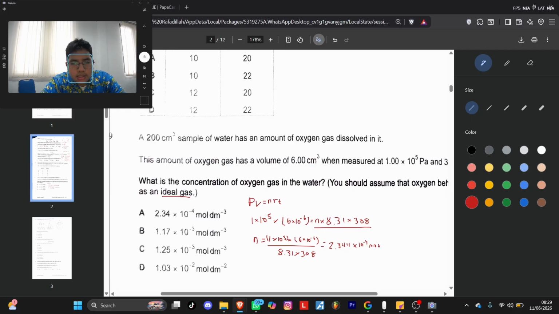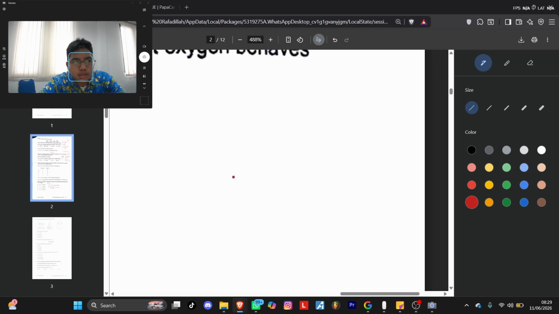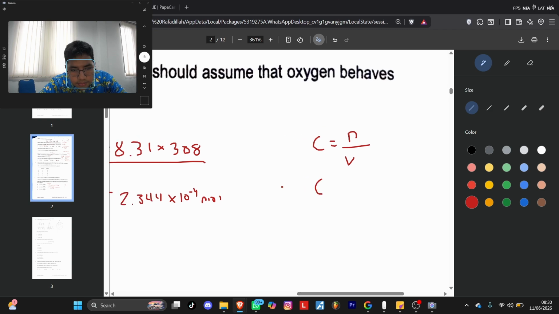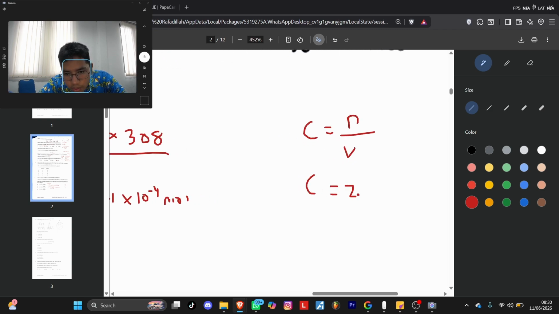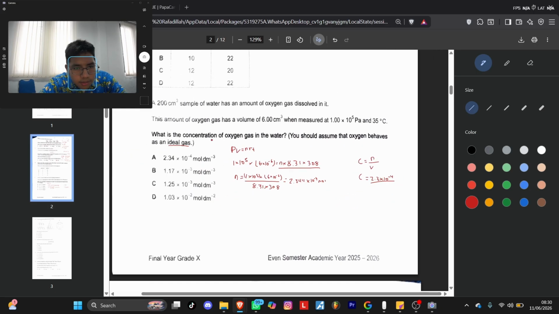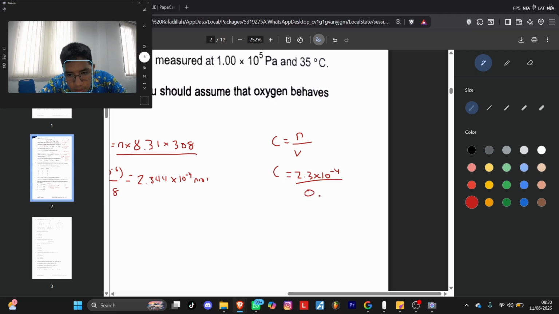Now we are trying to find the concentration of oxygen gas in the water. So we know the concentration equals mole per volume of water. Okay, the mole is 2.3 times 10 to the power of minus 4 per the volume. This is in cm3, right? We want to convert this to dm3. So if we convert this to dm3, this is 0.2.